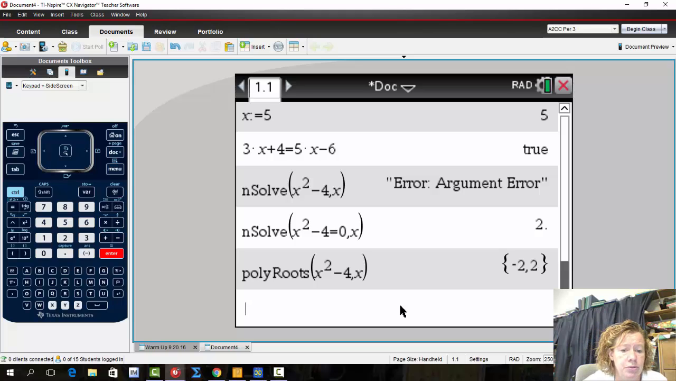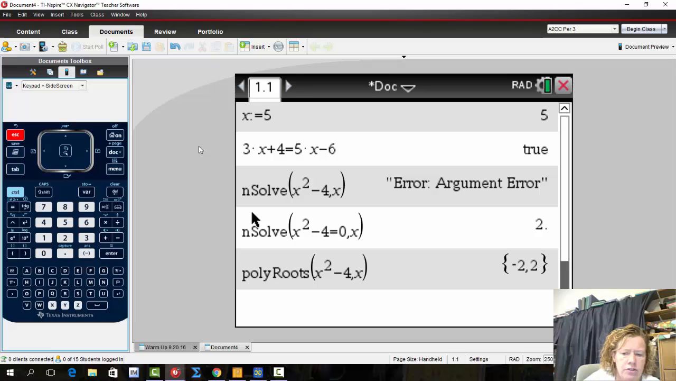There are both of my roots. So if you want to solve a quadratic or higher, which we'll do later in the year, you can use polynomial roots. So those are the highlights of your calculator app. There's many more highlights, but those that we'll learn through the year, but those are the big ones right now.